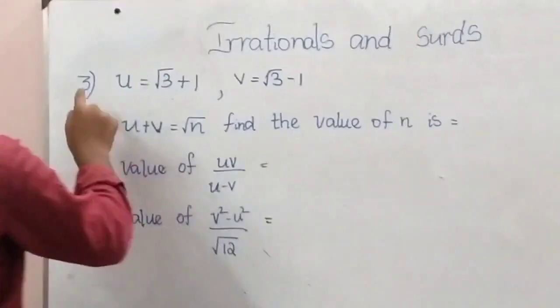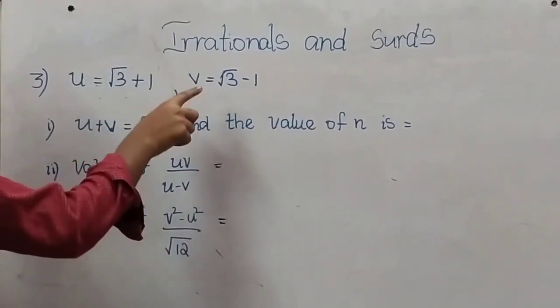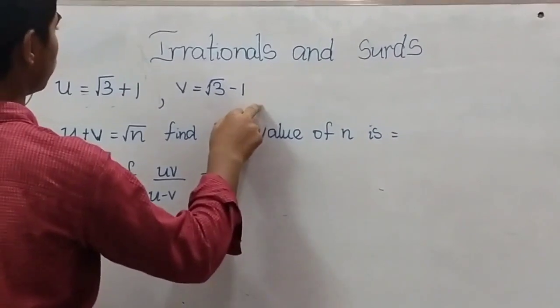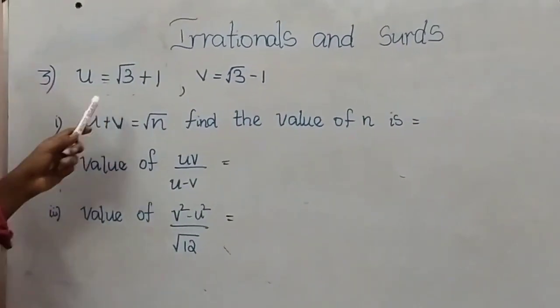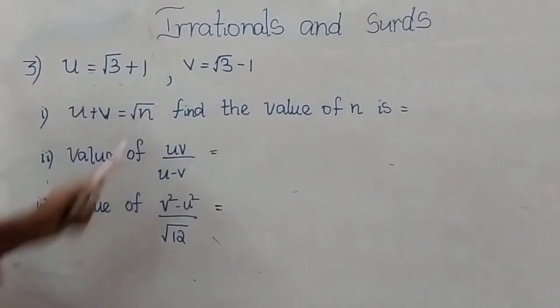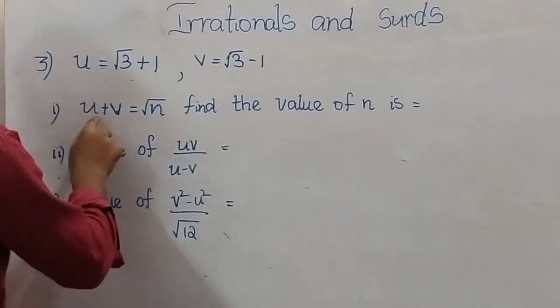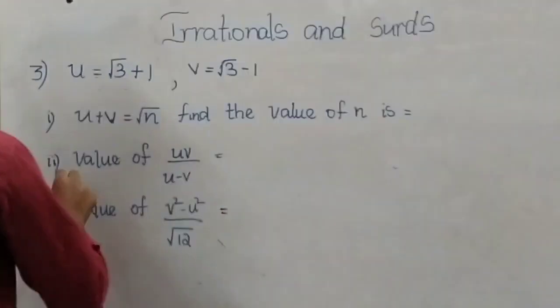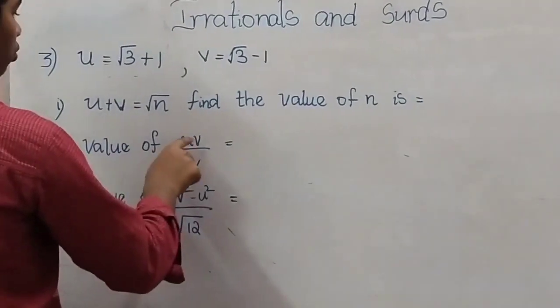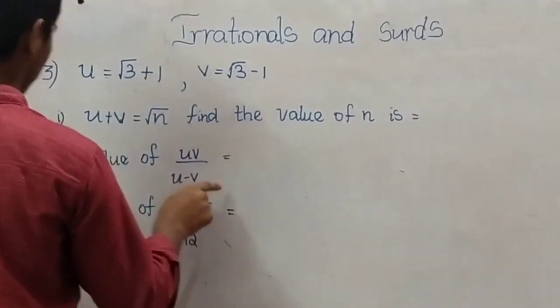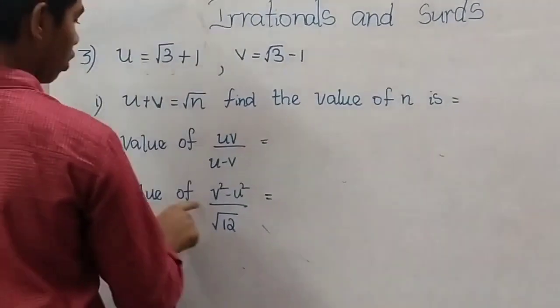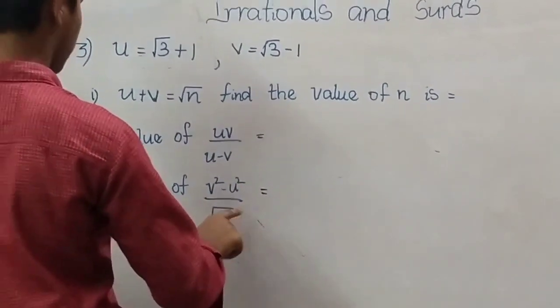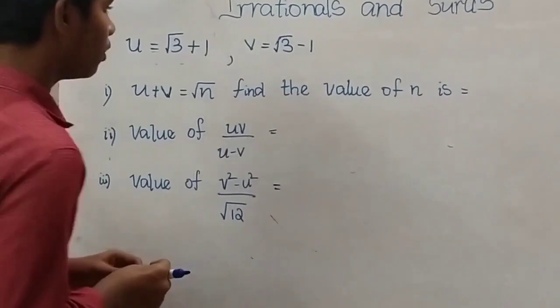Now the third question. u is equal to root 3 plus 1, and v is equal to root 3 minus 1. We want to solve the problem based on this. The first question: u plus v is equal to root n, and we want the value of n. The second question: the value of uv divided by u minus v. The third question: the value of v square minus u square divided by root over. Now we solve the first question.